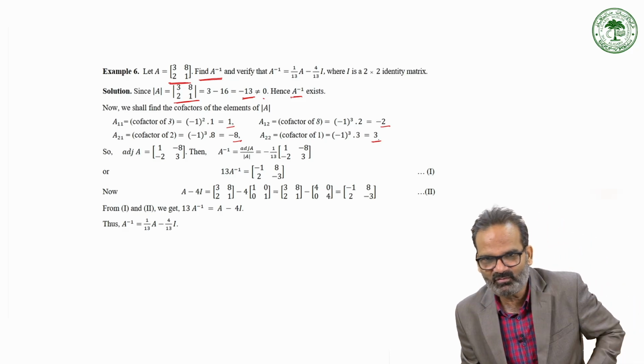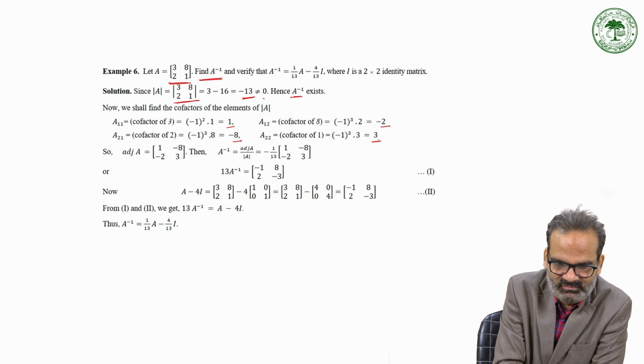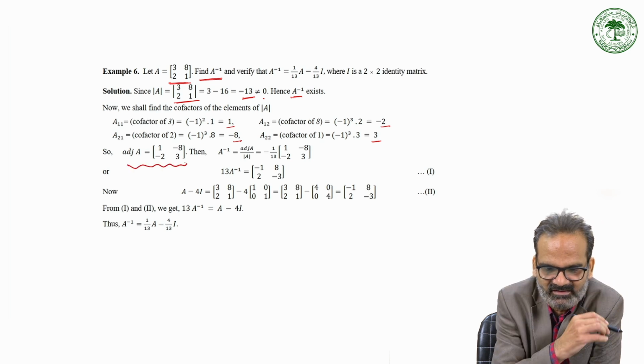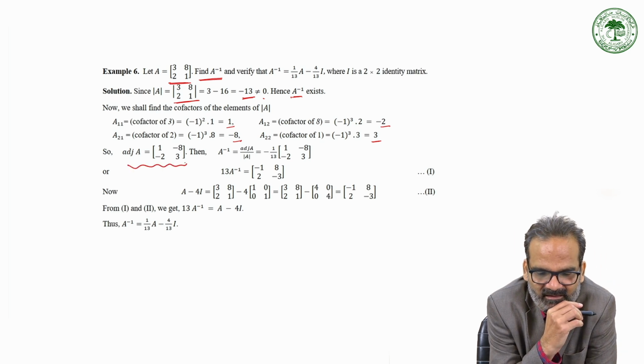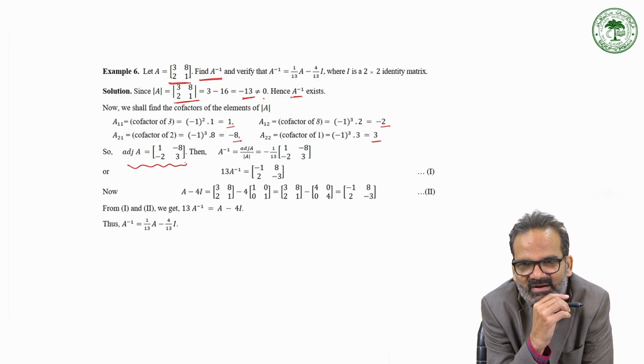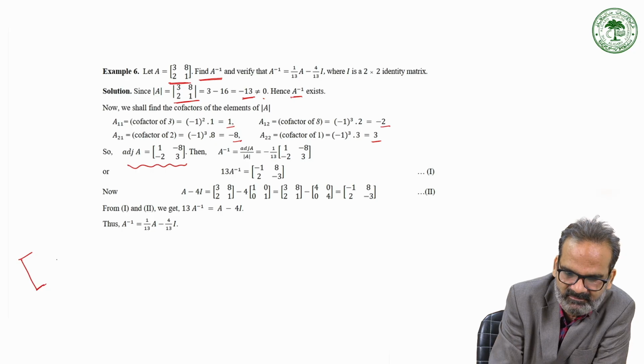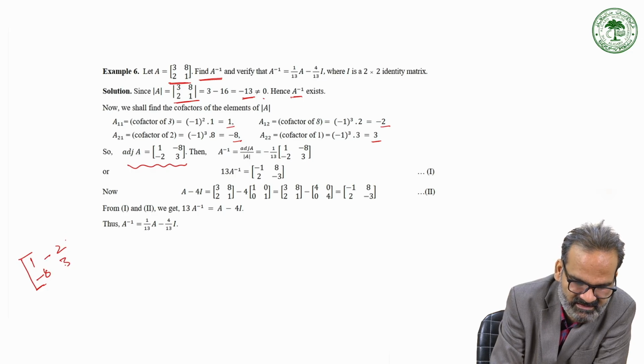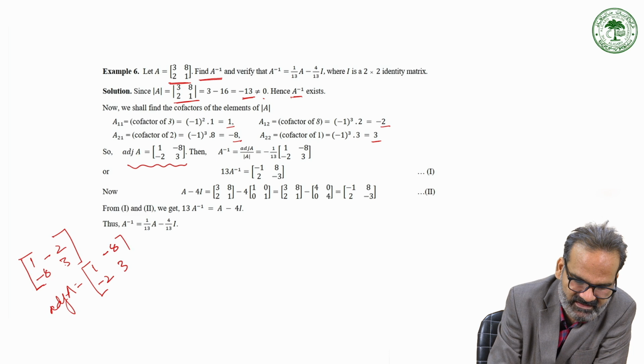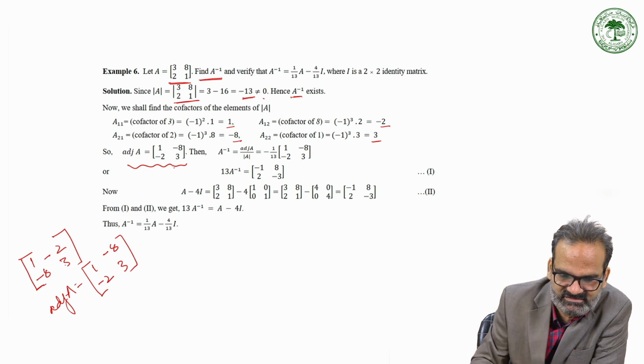Now the matrix of the cofactors, take its transpose, so you will get the adjoint of A. So adjoint of A is coming out to be 1, minus 8, minus 2 and 3, right? Because the matrix of the cofactors will be what? A11 means 1, A12 means minus 2, A21 means minus 8, A22 means 3. This is the matrix of the cofactors and its transpose will be the adjoint. So what you will get? 1, minus 2 as the first column, minus 8 and 3 as the second column. So this is the adjoint, right?